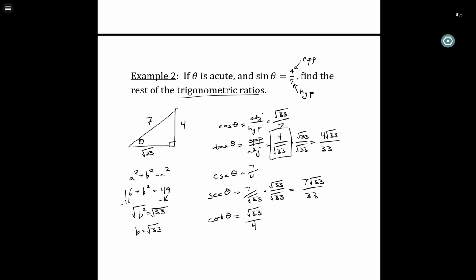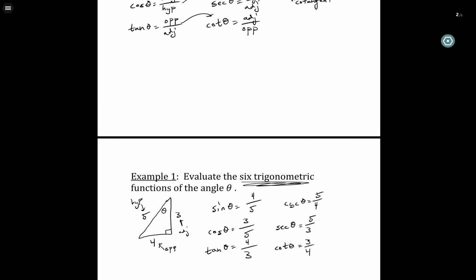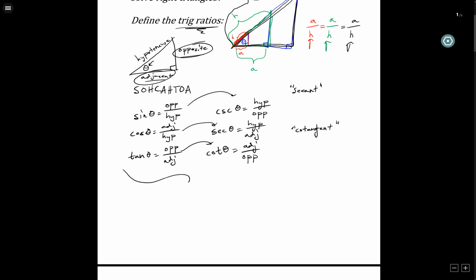The main takeaway is this. It's these guys. If you know how to get these, if you have memorized that the sine is always the ratio of the opposite to the hypotenuse, you'll be in really, really good shape. Okay, that's all I have for you today.